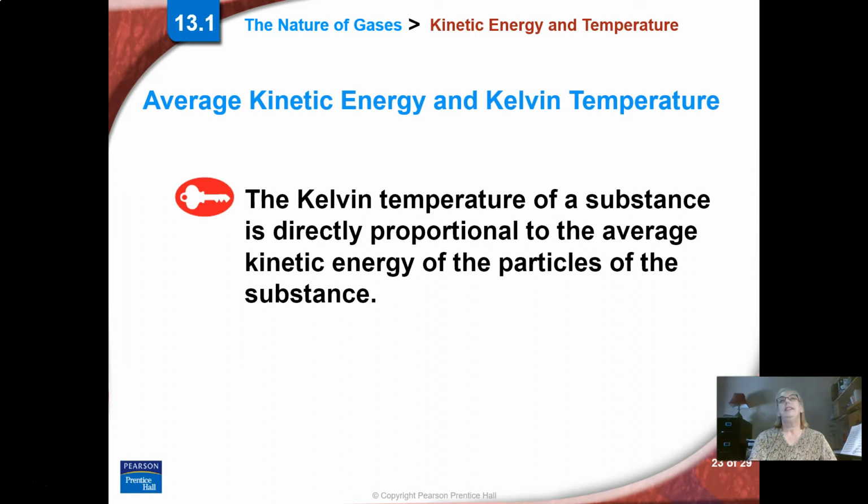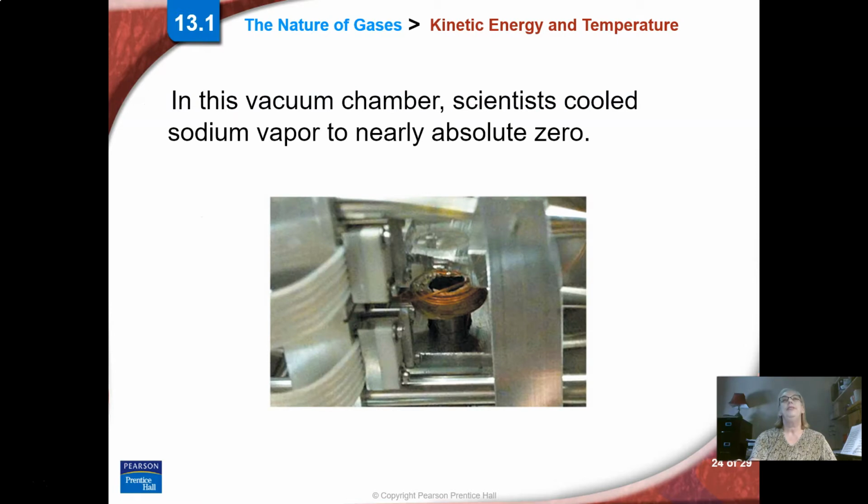And Kelvin temperature is directly proportional to the average kinetic energy of the particles in the substance. So that's why we have to use Kelvin in gas laws, because it's a direct relationship between Kelvin and how much kinetic energy the particles have. It's a good relationship, and it makes the math turn out for our gas law problems. Scientists have tried to get down to absolute zero and have gotten really close, but we haven't gotten there yet because it's super difficult.